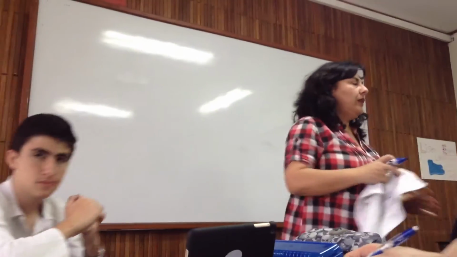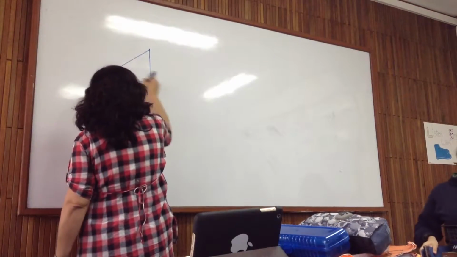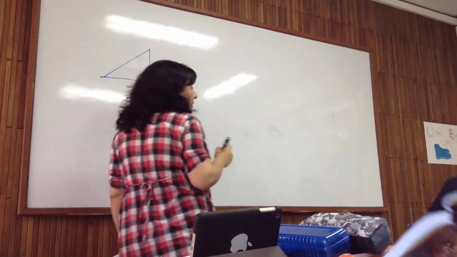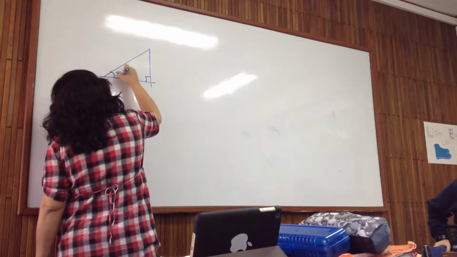Okay, so let's say I have this triangle. And I know that this angle here is 30 degrees.